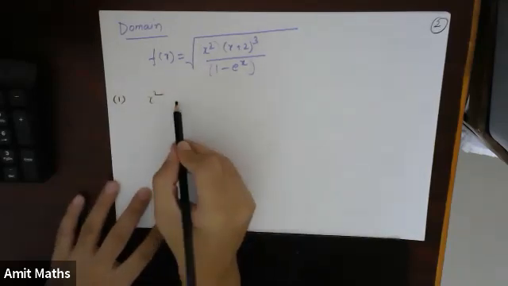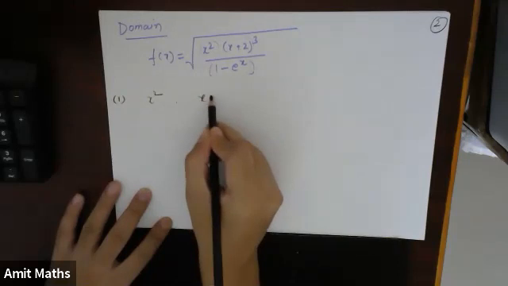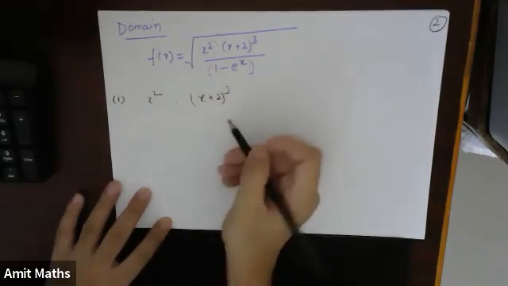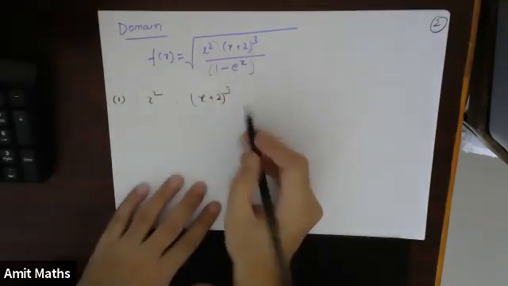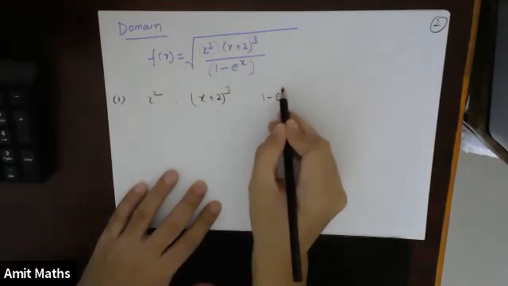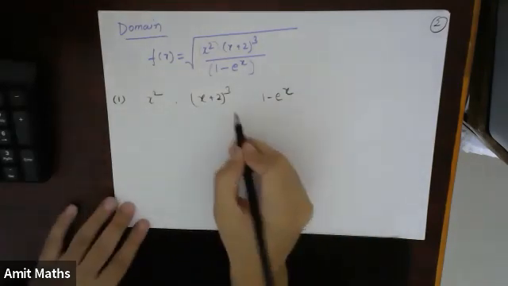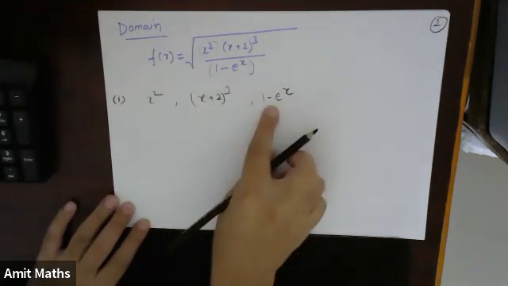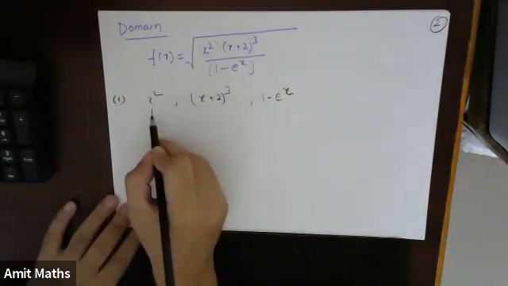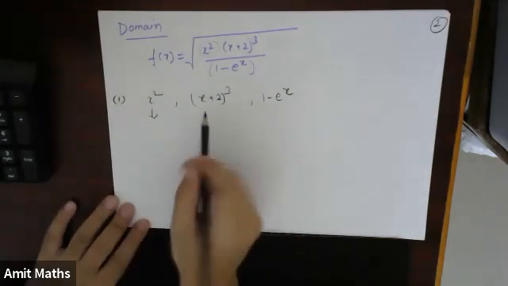First one is x square. Then we have (x plus 2) cube. Third is 1 minus e to the power x. These are the three factors. Then what I'll do? I'll find the critical points. Critical points, that means the roots.